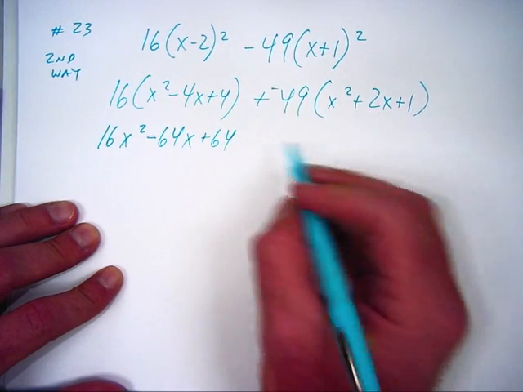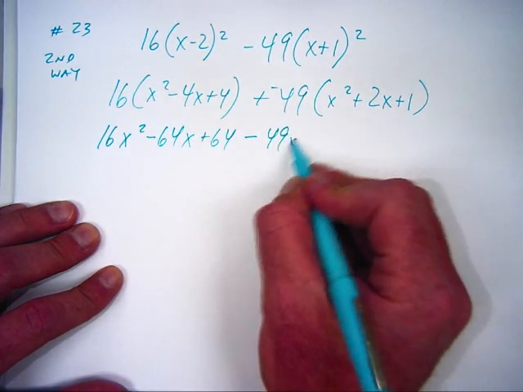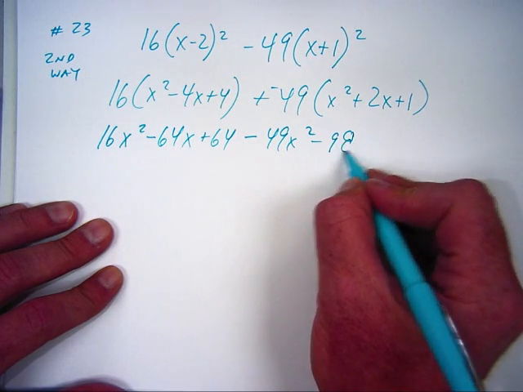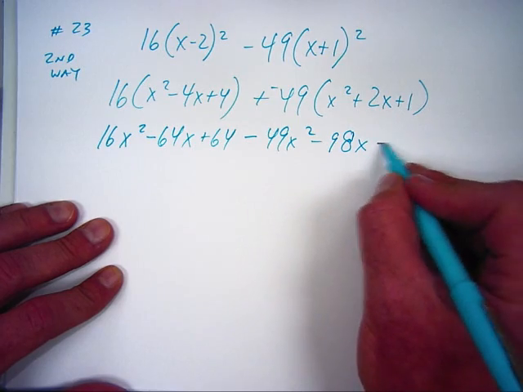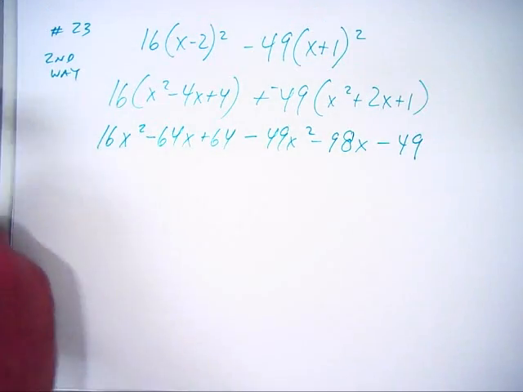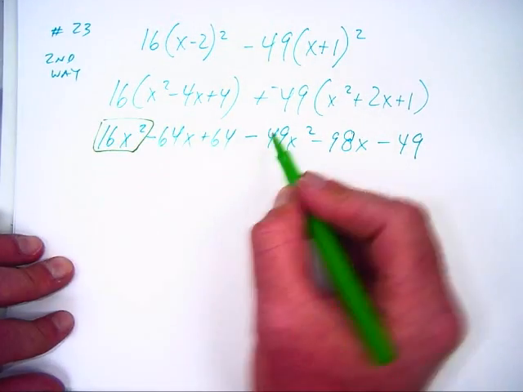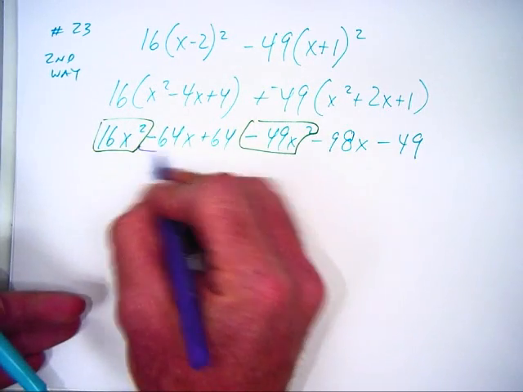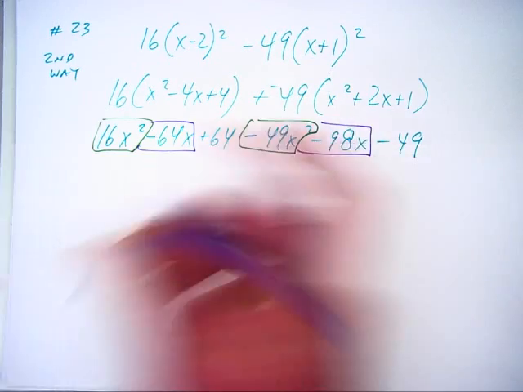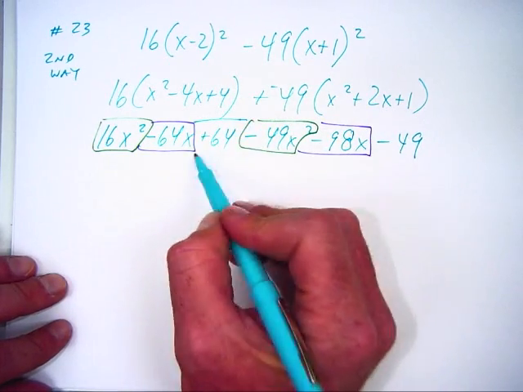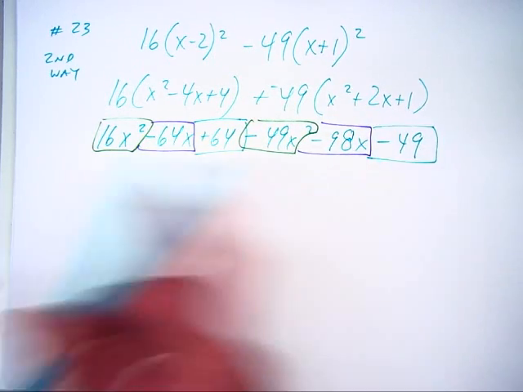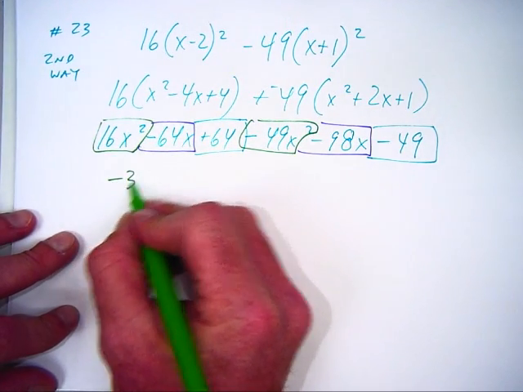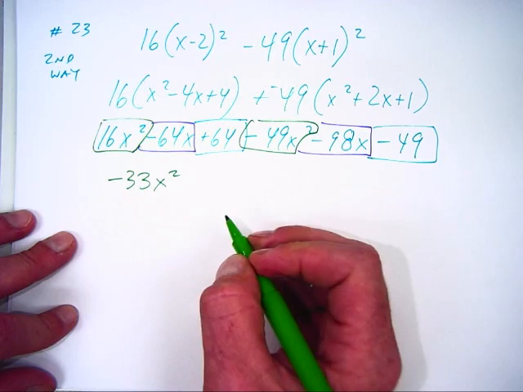I'll distribute this here, so I get negative 49x squared minus 98x minus 49. I have like terms here, here, and here. So let's combine them. 16x squared minus 49x squared is negative 33x squared.